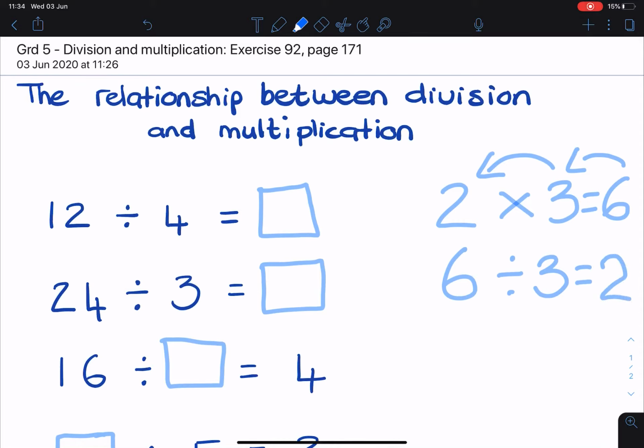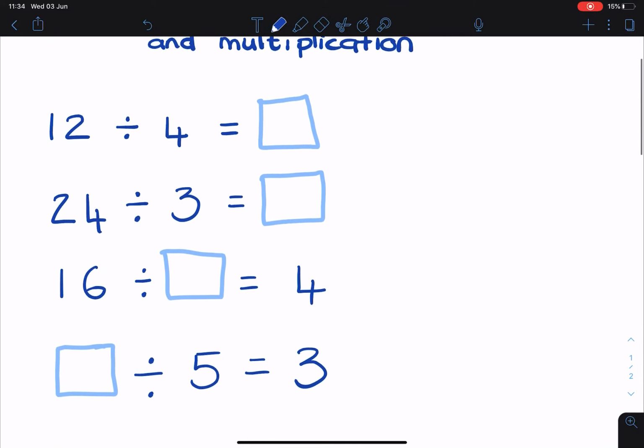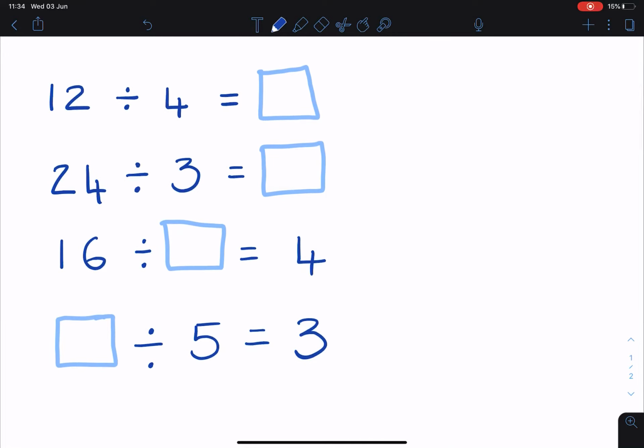So let's have a look at how we're going to work out the problems in exercise 92 on page 171. Let's look at these problems here. You need to fill in an answer in the blue block. 12 divided by 4. Now, you could count in fours up to 12, 4, 8, 12, and your answer would be 3.